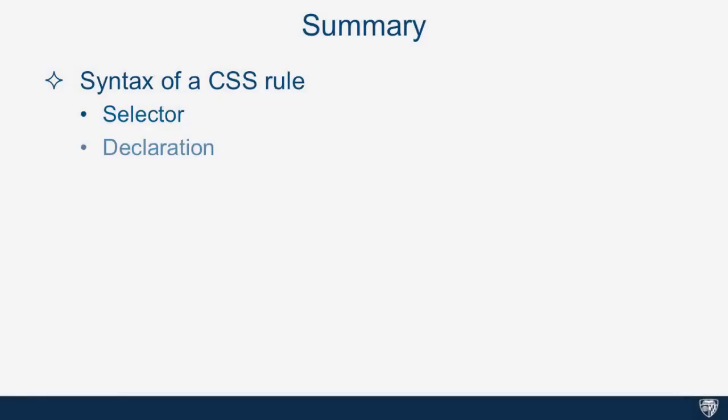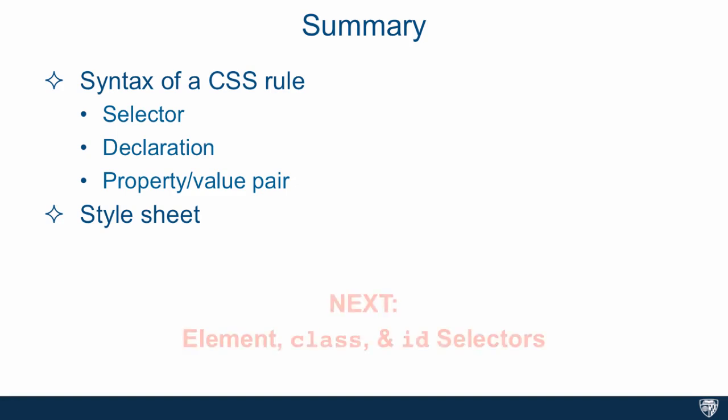So to summarize, we went over the syntax of a CSS rule. We talked about the selector part, the declaration part, and the property value pair. We also talked about combining these CSS rules into one to create a style sheet. Next, we're going to zero in on one part of the CSS rule declaration, and that is the selector. We're going to talk about different types of selectors, in particular, element, class, and ID selectors.